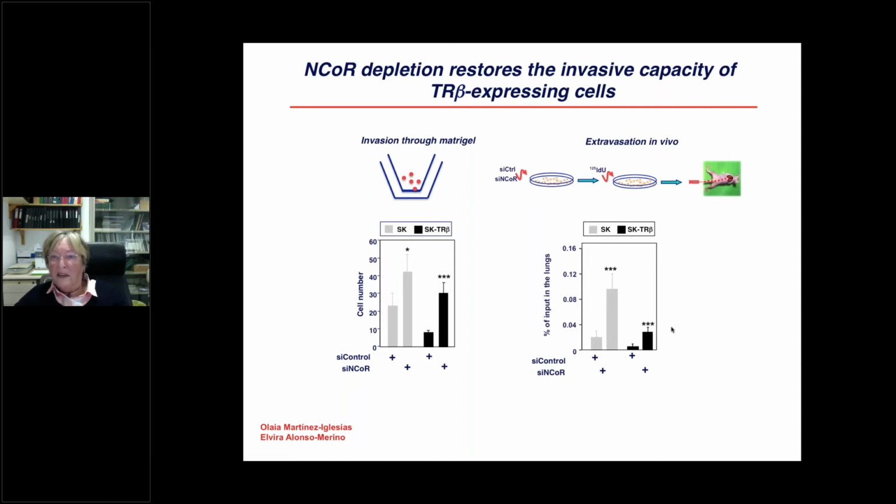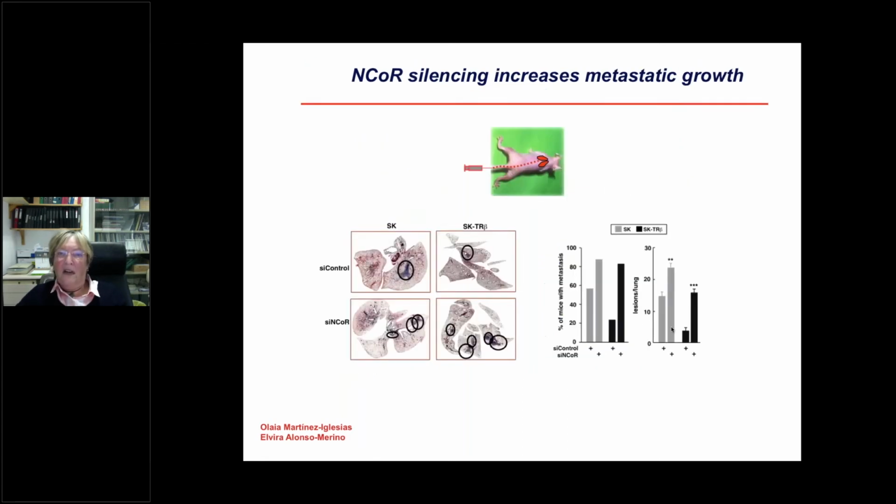Since the NCOR appears to modulate extravasation, we then looked under these conditions at the formation of metastases after 1 month. Interestingly, we could observe that both the reduced incidence of metastases in mice injected with TR-beta expressing cells, as well as the number of metastases that we had seen before to be repressed by TR-beta, were again reversed when NCOR was knocked down in the cells.